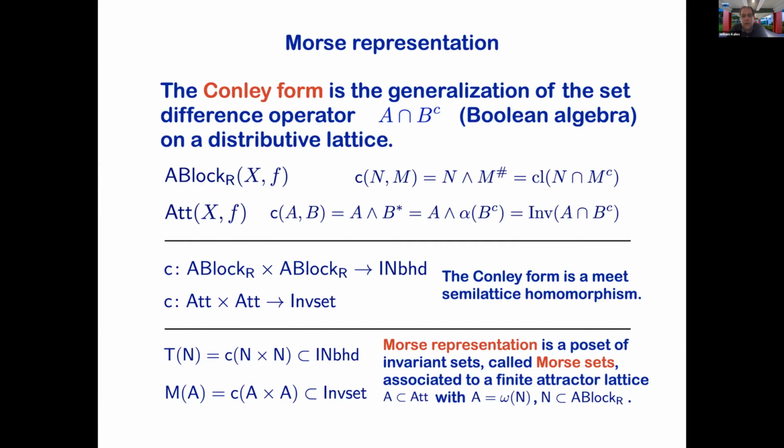And so when you do that, in this case, and I'll show the example, the slide shows what happens in this example, you get what we call a Morse representation, which is a poset of invariant sets, which are the Morse sets. And it's dual to this finite attractor lattice, right?